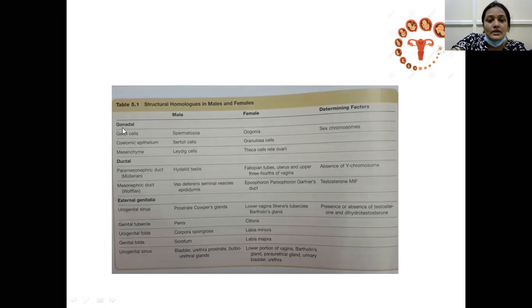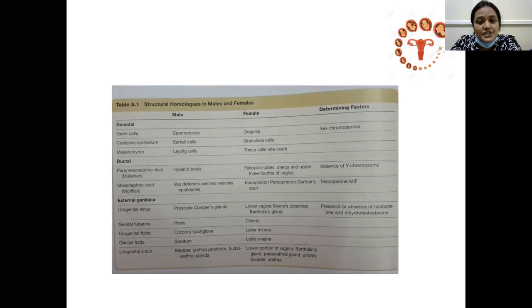The germ cells, we have told, are the oogonial cells, and the determining factor is XY or XX, and the SRY gene present on the short arm of the Y chromosome. So unless there is a Y chromosome, all the fetuses will be destined to develop into female. If there is a Y chromosome, the testis will act, and then the anti-Mullerian hormone will be present.